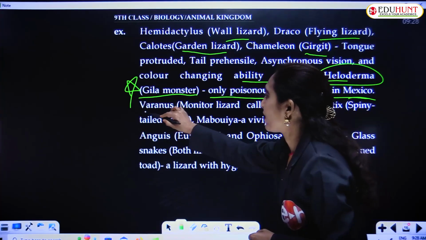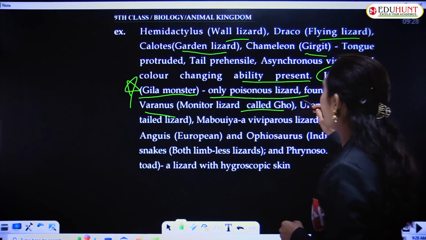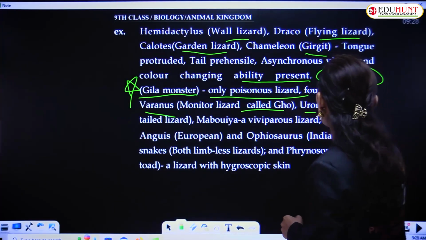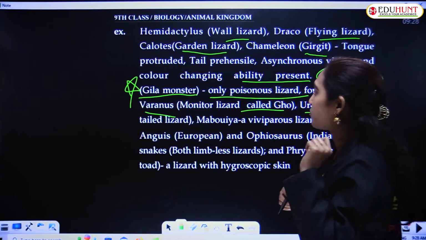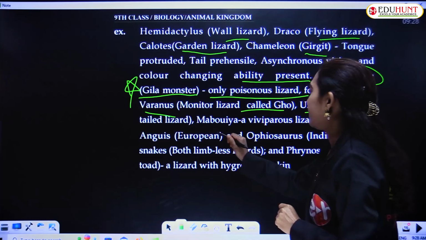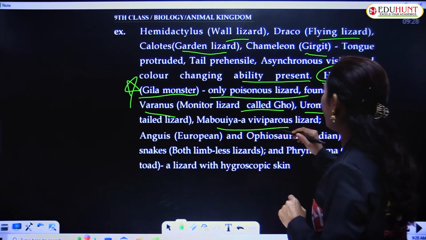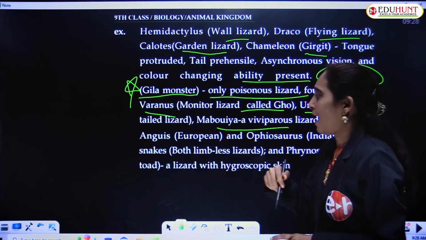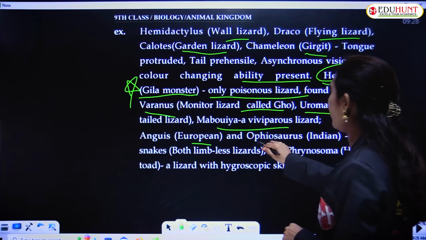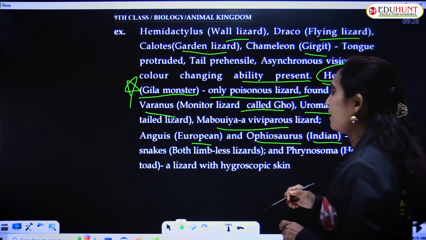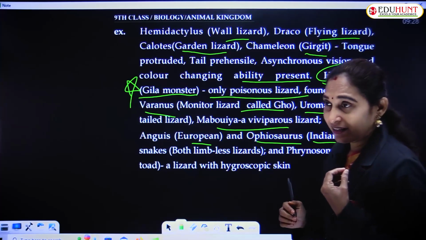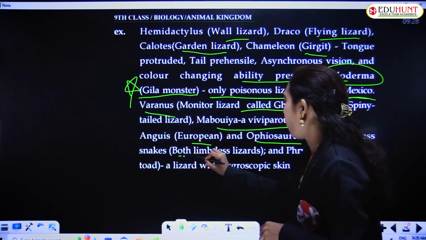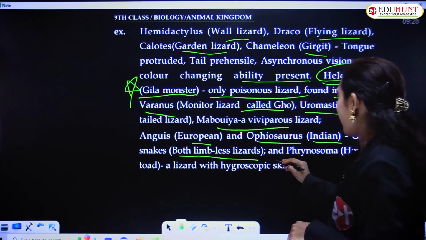So that is Varanus, monitor lizard, and Uromastix, spiny-tailed lizard. The tail has small spines over it. And Maboya, viviparous lizard, and Anguis, European, and Ophiosaurus, Indian glass snakes. They are a little bit transparent in nature, both limbless lizards.